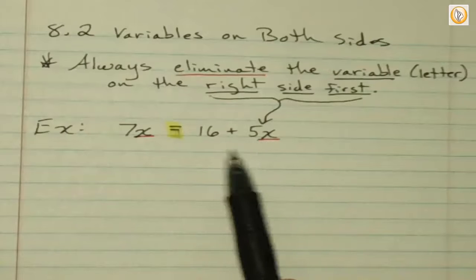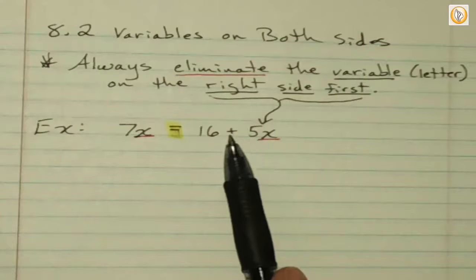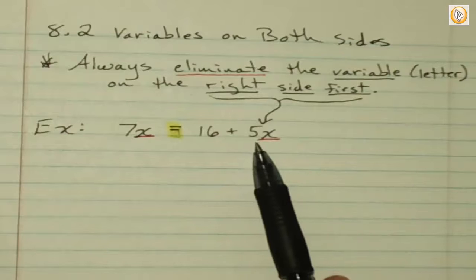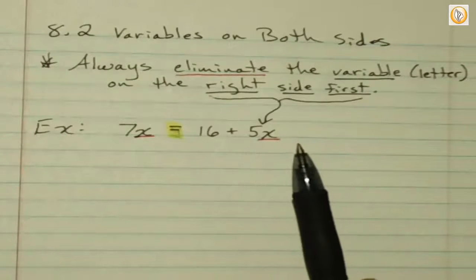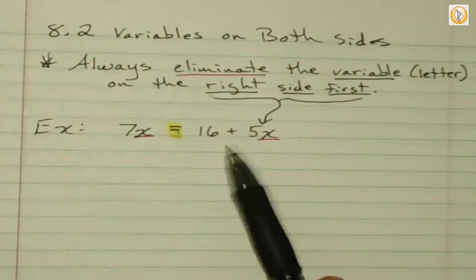No, why not, Gabby? They're not like terms. They're different. That's right. And we're adding and subtracting. Now, if we're multiplying, we can do it. If we're doing 16 times 5x, then you would just do 16 times 5 and it works. But when you're adding and subtracting, you cannot combine those.